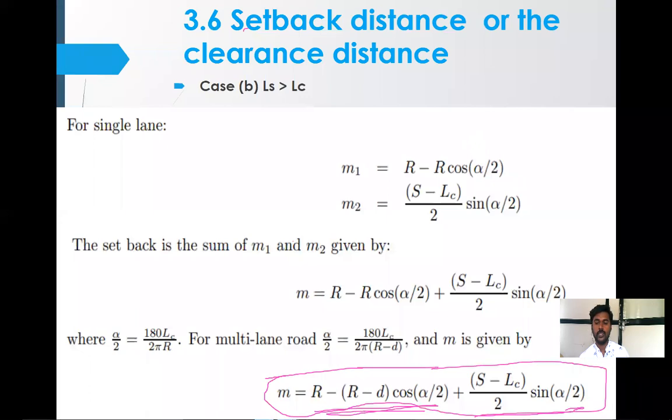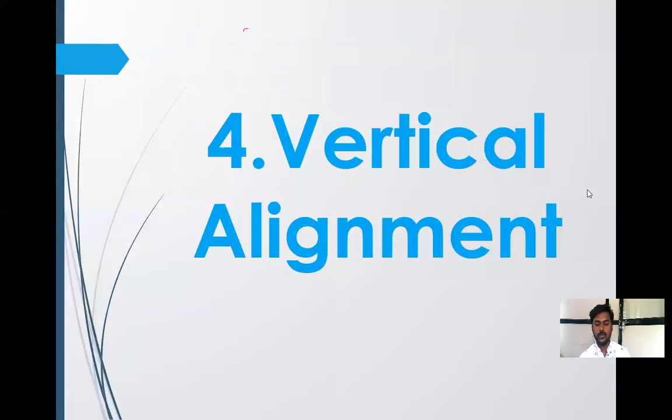R minus d cos alpha by 2 up to there, here the same formula plus s minus Lc divided by 2 sin alpha by 2. This is the formula when Ls is greater than Lc. Okay. Now we'll move forward to our next point, which is the vertical alignment.